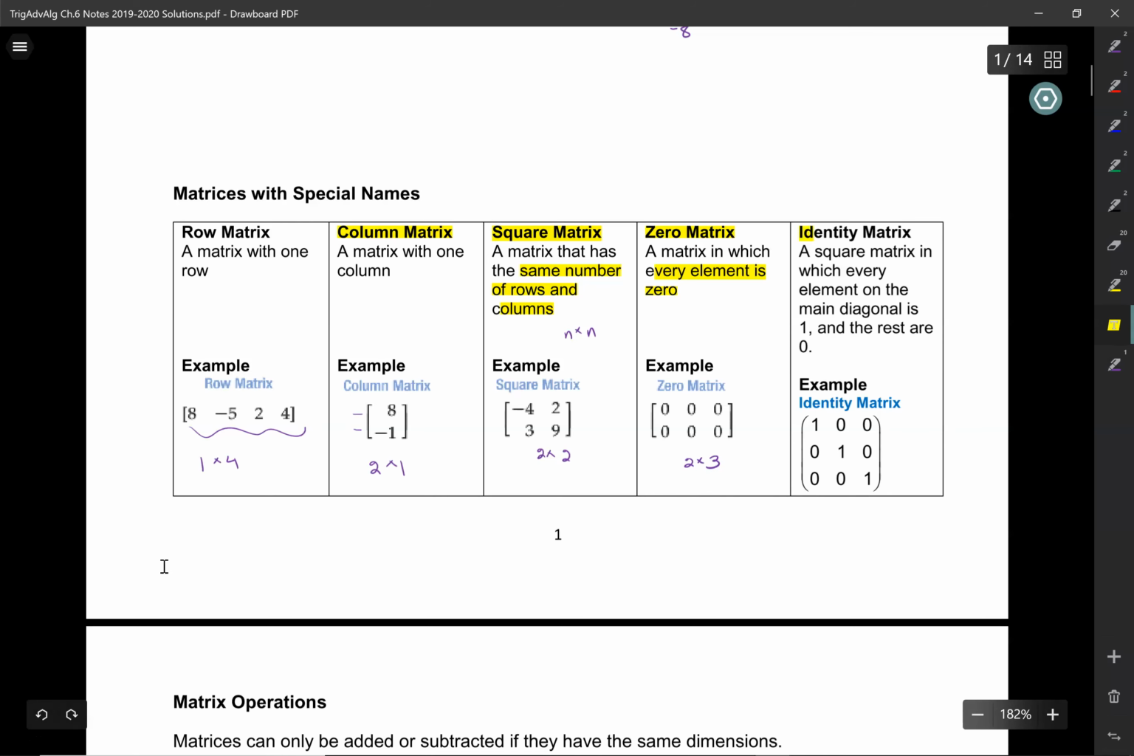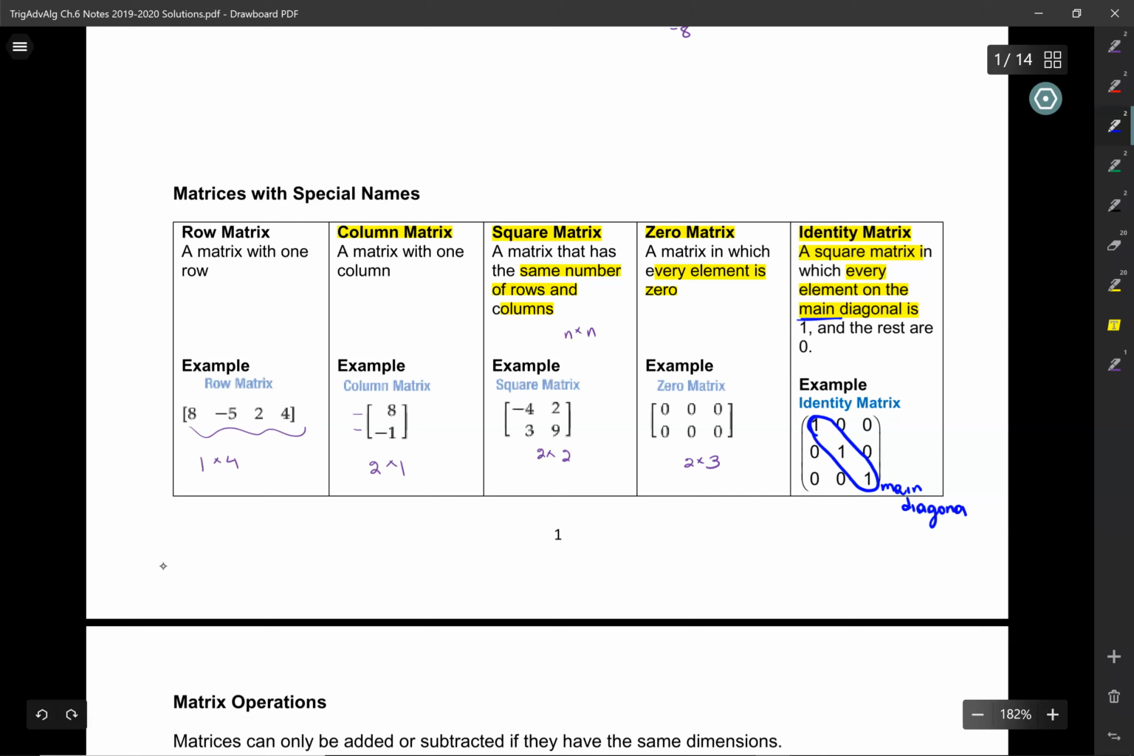Next, an identity matrix is a square matrix in which every element on the main diagonal is 1. Okay, what is the main diagonal, you ask? Well, in the matrix, what is the very first entry? This one. That diagonal that includes the very first entry, that is called the main diagonal.